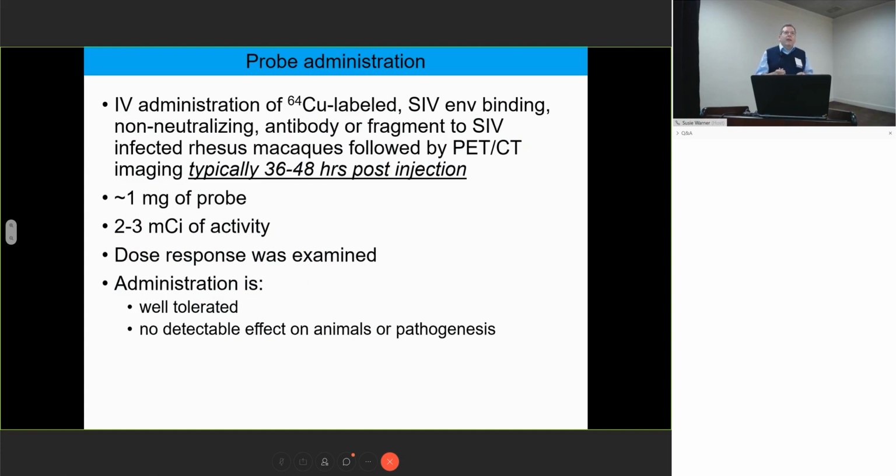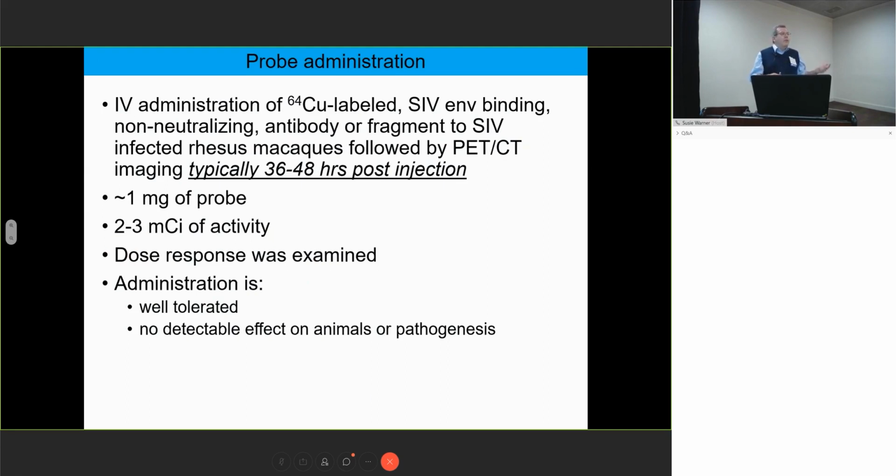In terms of antibody treatments, this is a relatively small amount of antibody. We're going to talk about that a little bit in terms of sensitivity, which I think needs to be addressed. And usually it's 2 to 3 millicuries of activity, which for reference, people usually get about 15 millicuries or so of F18 FDG for cancer imaging. So it's not a terribly high dose.